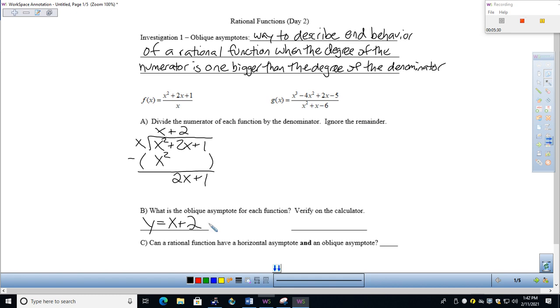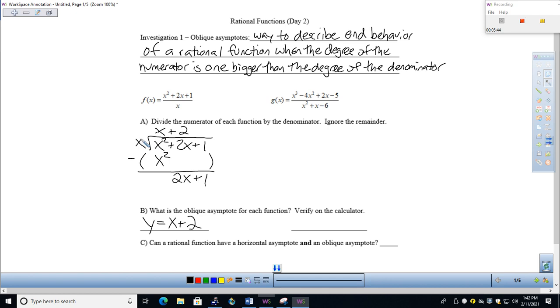Okay. Now we're going to look at this on the calculator in just a sec, but I want to make sure that you're okay with that. So I could finish up the division. I choose not to because in this particular case, all I need is the quotient being mx plus b, and I've got that right here.